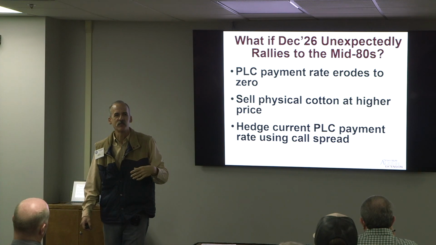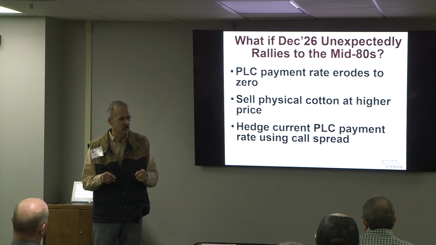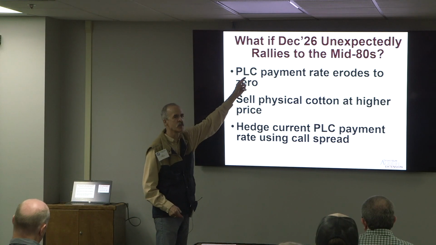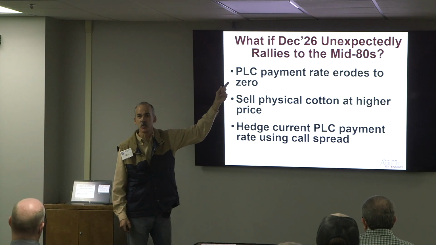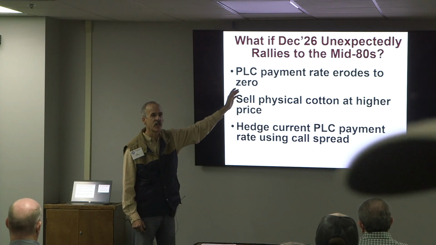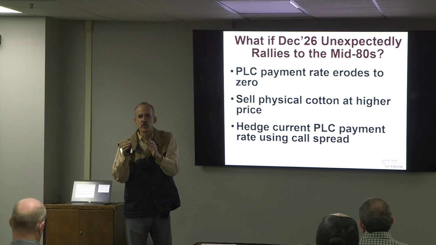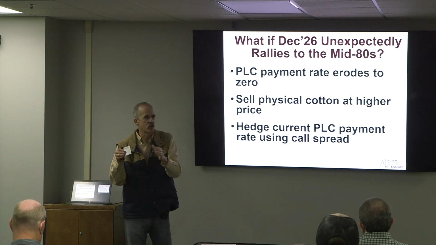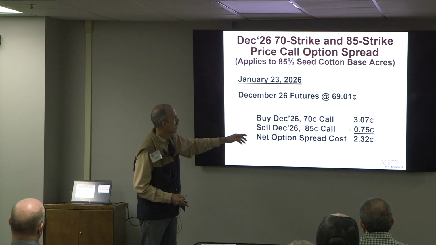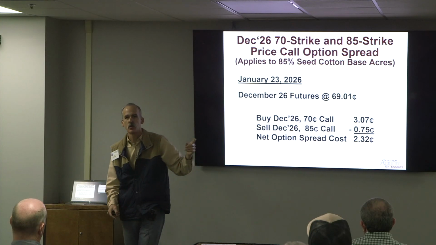You have a financial asset right now. If you have seed cotton base, then you have a financial asset in the form of a positive PLC payment rate. And if the market rallies to the 80s, guess what? That PLC payment rate is probably going to go to zero. You can protect yourself against that, again using options, which are handy to construct price protection over a specified range of prices. The range of prices that we're interested in now would be where we are now up to about the mid-80s. That's where the PLC payment rate would go away.